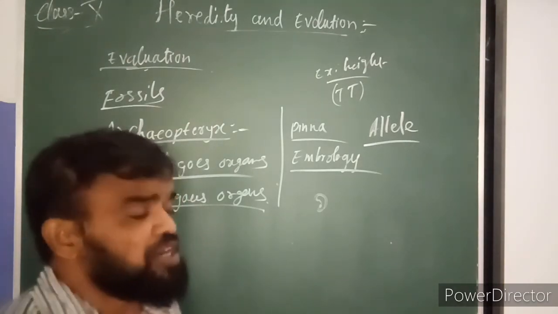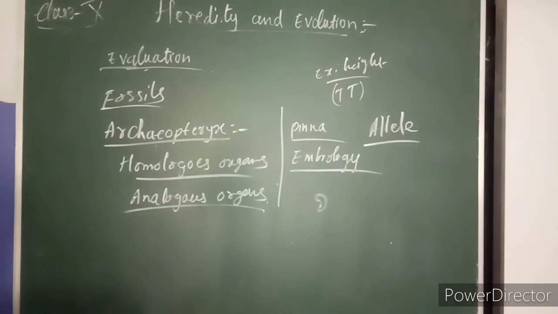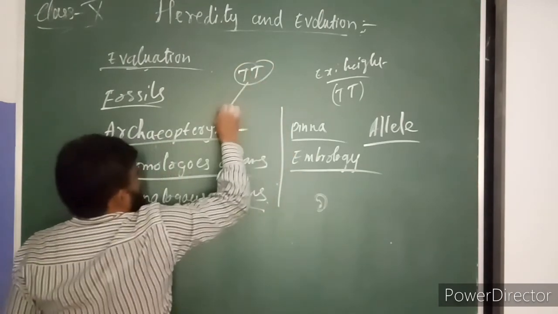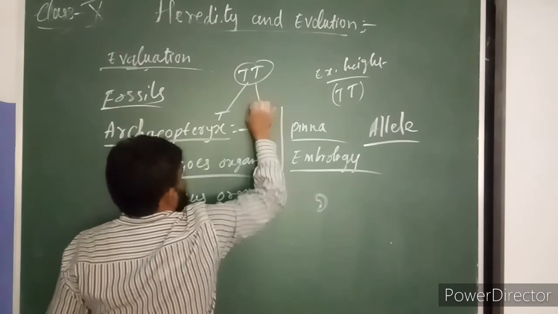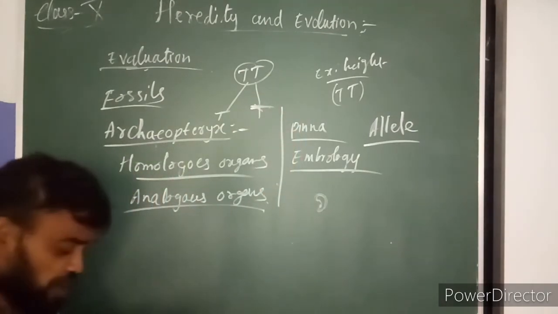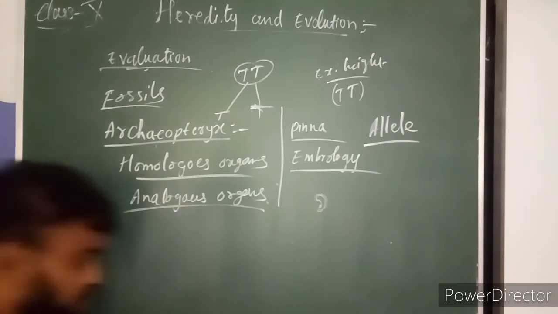Homogametic produces the same type of gametes. If the genotype is TT, it will produce the same gametes. Understood? And heterogametic produces different types of gametes.